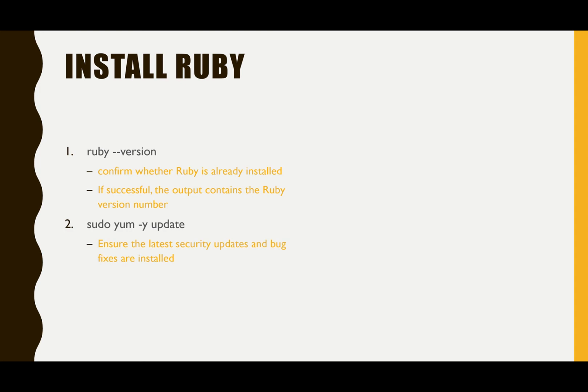Alright, so for the first part, you have the installation of Ruby. If you can recall, the first step that you did was to check the version number of Ruby. This also tells you whether you have Ruby installed in your IDE or not, because if you don't have Ruby in the first place, the version number will not appear. The second step will be to update all your security updates and bug fixes with this command, and the next step would be to install Ruby.